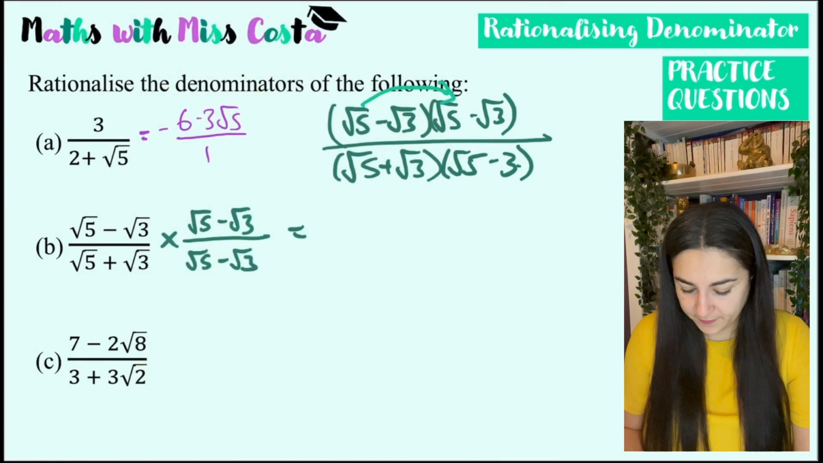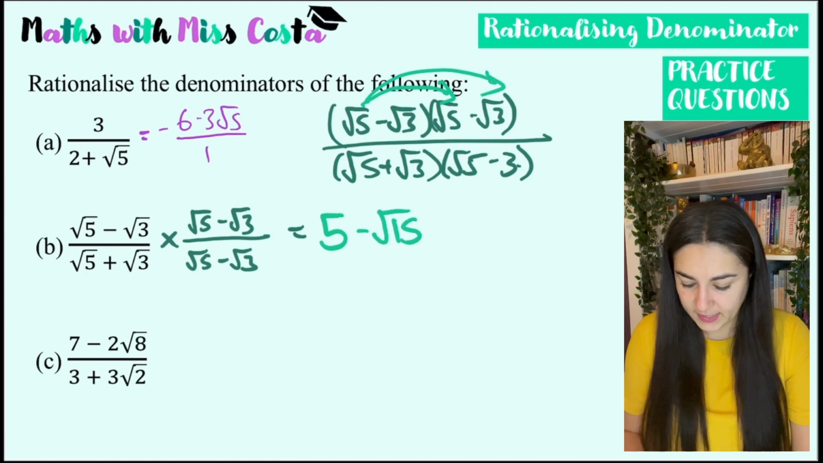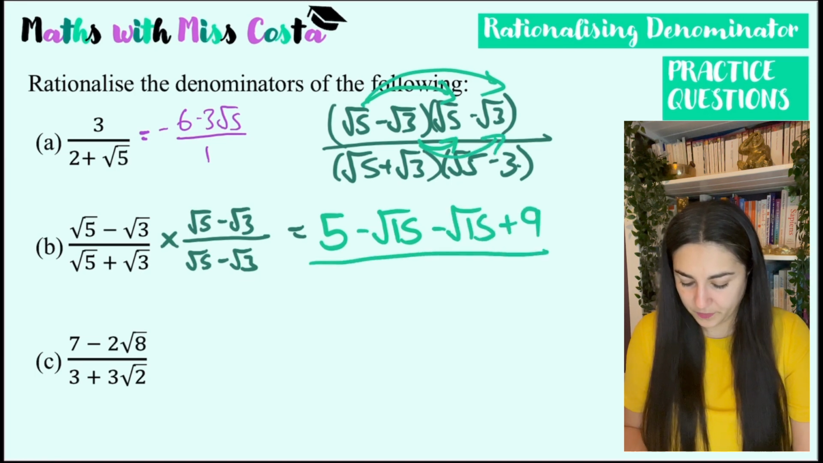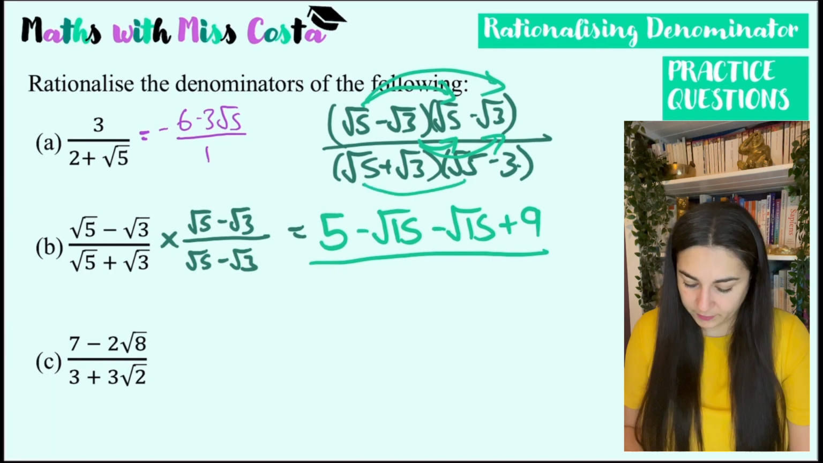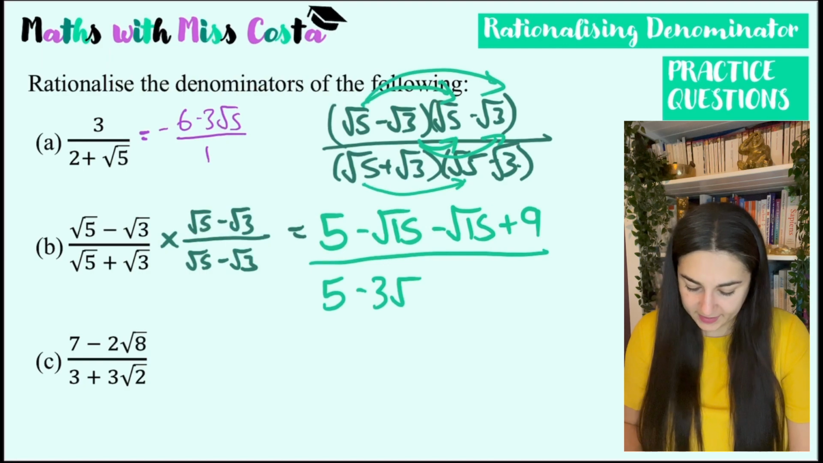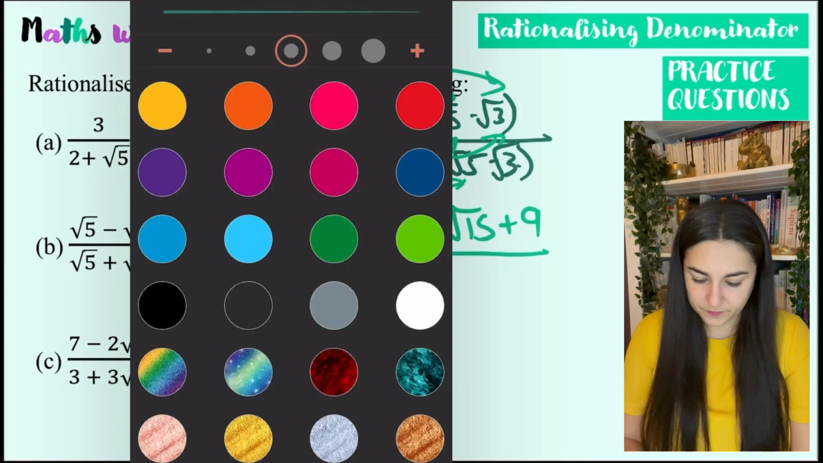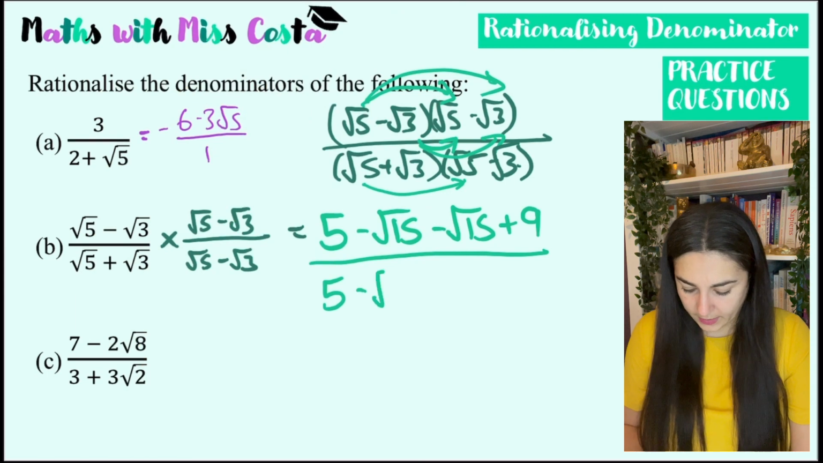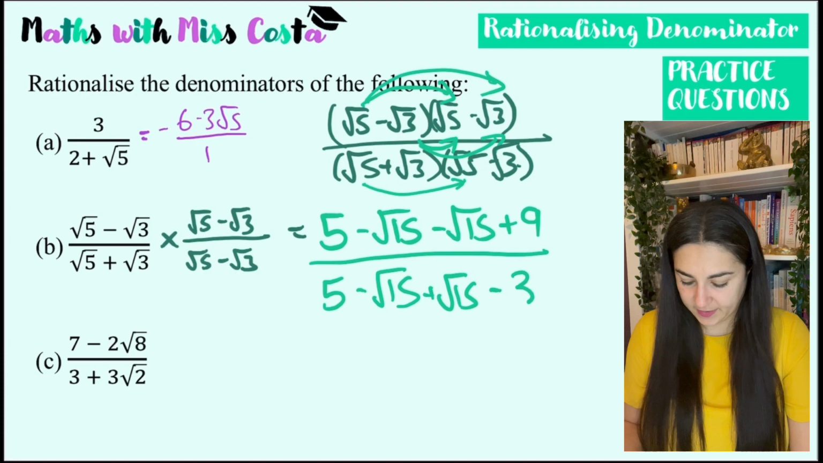Root 5 times root 5 is going to give you 5. Root 5 times negative root 3 is going to be negative root 15. And negative root 15 again. And then plus 9. Over root 5 times root 5 would be 5, take 3 root 5. Or, oh, I didn't write the square number. Sorry. That needs to be in a square. So that would be take root 15 plus root 15 and then take 3.